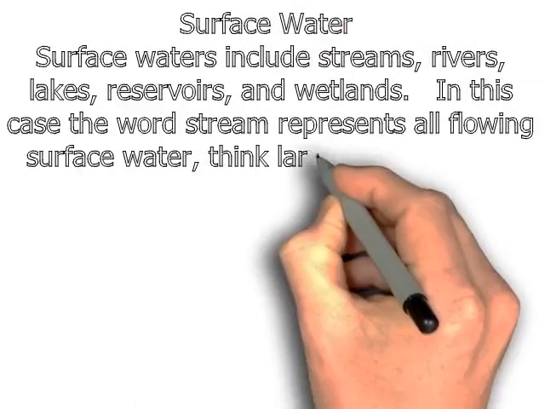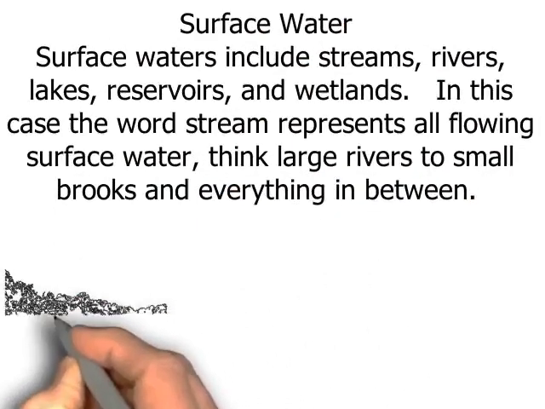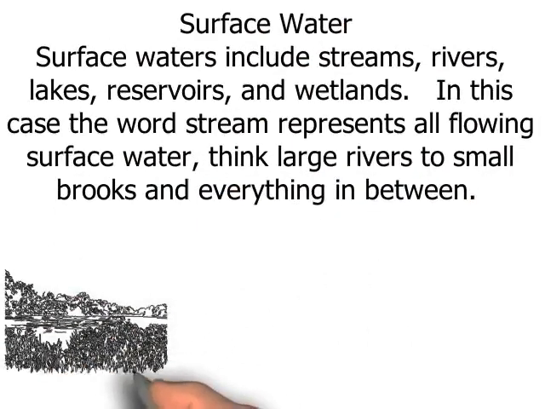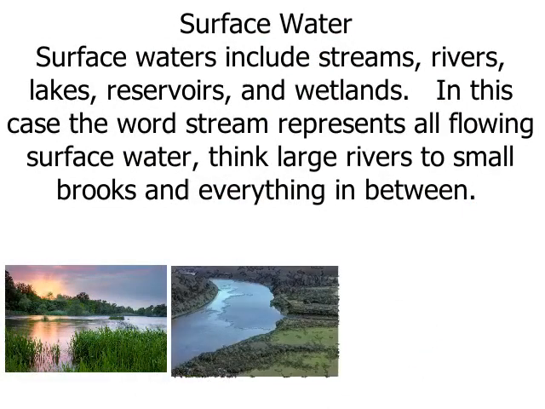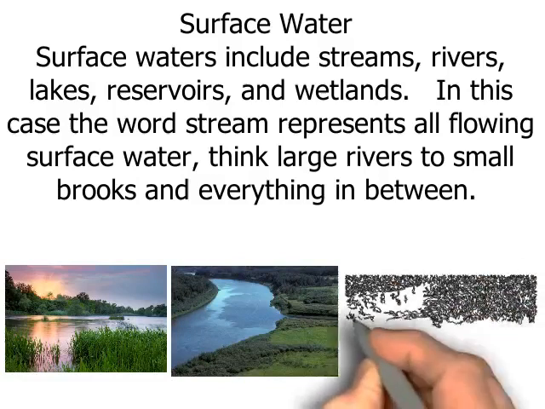Surface water. Surface waters include streams, rivers, lakes, reservoirs, and wetlands. In this case, the word stream represents all flowing surface water. Think large rivers to small brooks and everything in between.